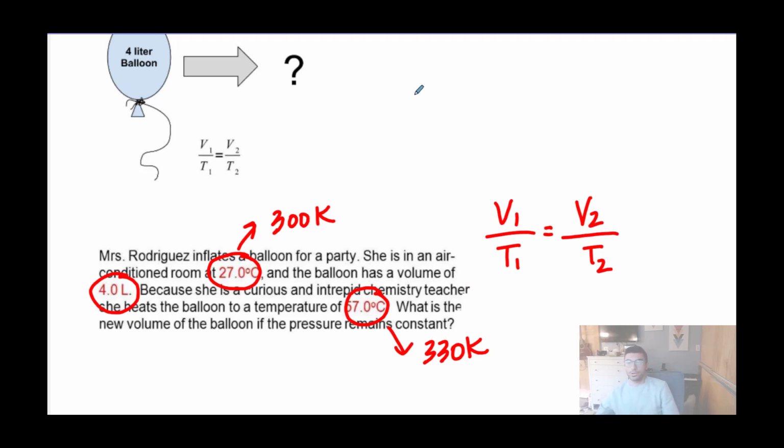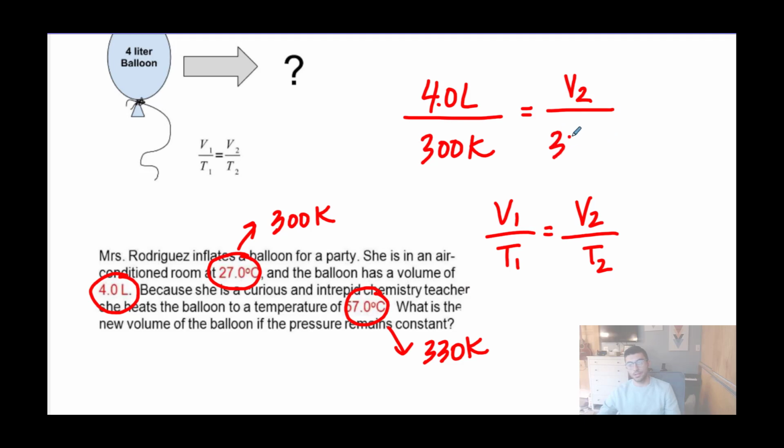And then what we're going to do is just plug in our numbers here. So we're starting when the volume of the balloon is 4 liters, the temperature is 300. So we want to make sure that those variables that are linked go on the same side. And we want to figure out what the volume is going to change to when the temperature is increased to 330 Kelvin. We can cross multiply. We're going to get 300 Kelvin times V2 is equal to 4 liters times 330 Kelvin. And then once we do our algebra, we should get that the volume changes to 4.4.